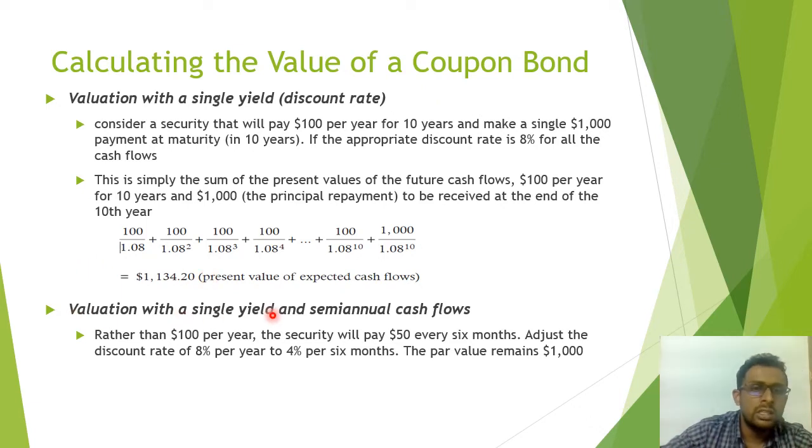So valuation with a single yield and semi-annual cash flows. In this case, rather than 100 per year, we'll take $50 every 6 months, that is half yearly, and we'll adjust the discount rate to 4% rather than 8%. So it'll be like 50 by 1.04 plus 100 by 1.04 raised to 2. Like this, it will go up to 20 times, because there are 20 periods of 6 months. So it will go up to 20 times, and we'll be finding the present value of expected future cash flows.